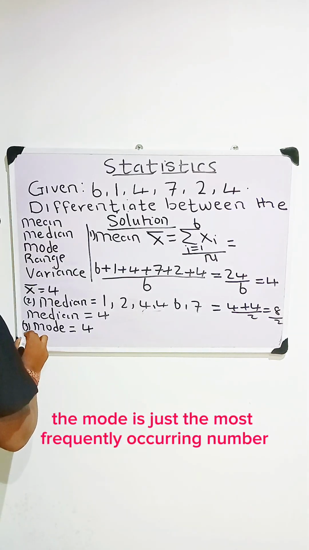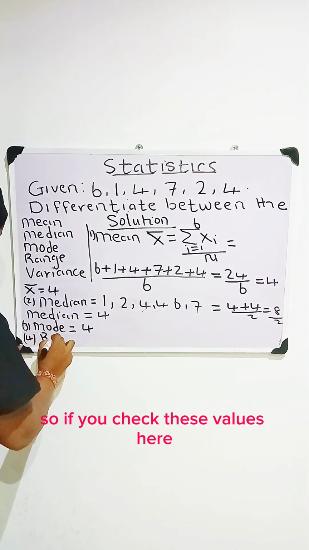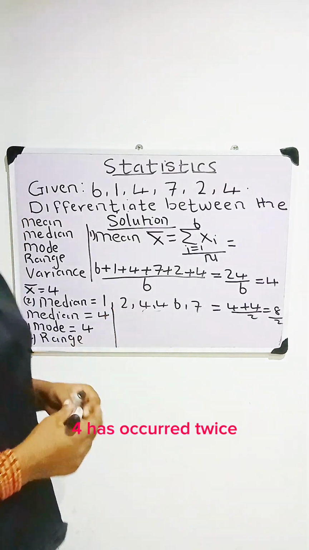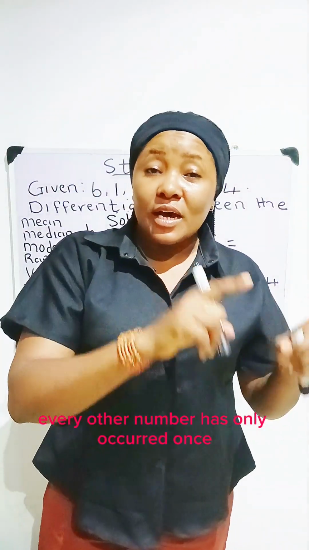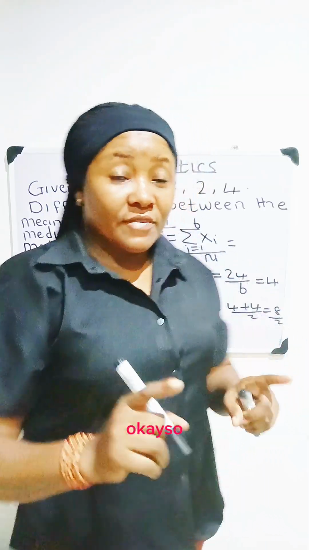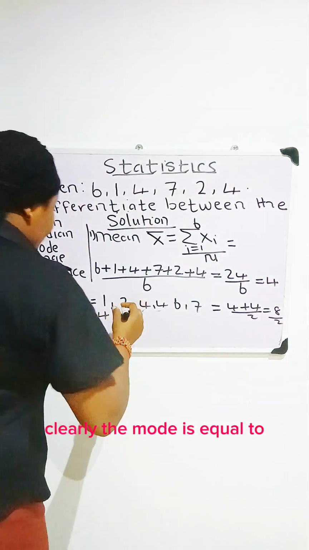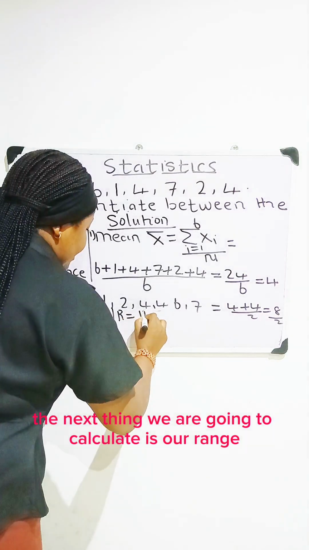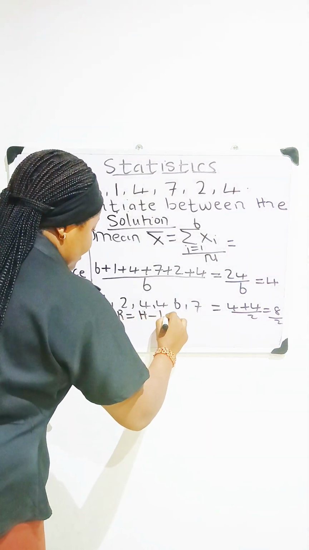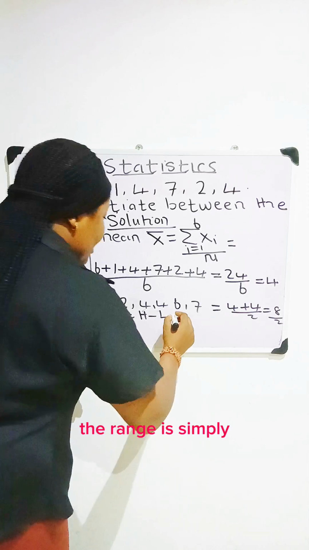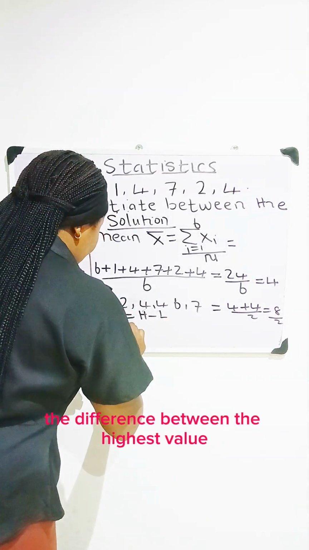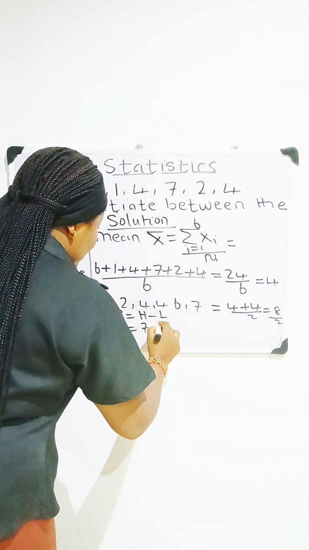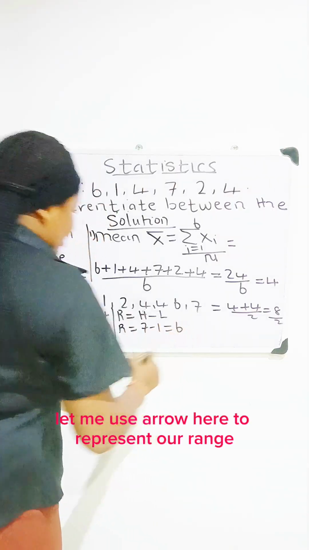The next thing we are going to calculate is our range. Okay, so the range is simply the difference between the highest value and the lowest value in the set of observations. So let me use R here to represent our range. Capital letter H for the highest value, capital letter L for the smallest value. So clearly our range will be equal to, the highest value here is 7 and the smallest is 1, and this is equal to 6.